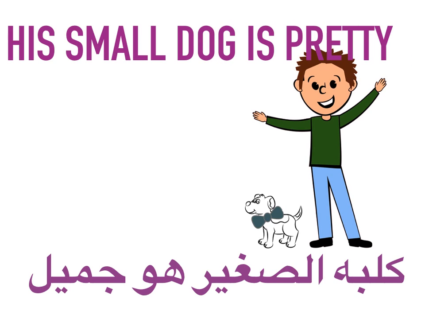Let's make the sentence even more complex. His small dog is pretty. Here you have kalbuhu al-sagir as your subject, which is a mubtada and a jumla ismiya. Remember that the hu attached possessive pronoun for "his" is definite, so your adjective must also be definite. Kalbuhu al-sagir. The rest of your sentence will be indefinite. Kalbuhu al-sagir huwa jamil. Though Shami would usually just be kalbuhu al-sagir jamil.